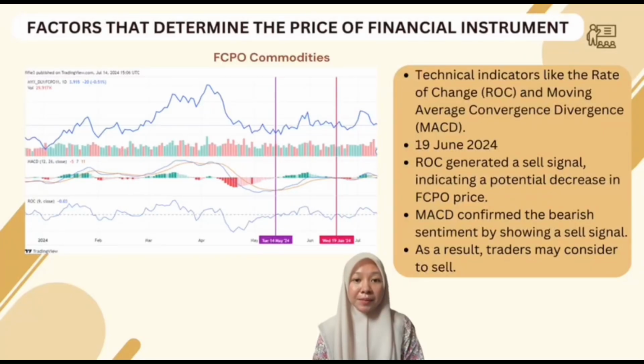So, in this slide, we will talk about factors that determine the price of financial instrument. First, for crude palm oil FCPO commodities, here shows the analysis from TradingView. This analysis aims to examine the factors influencing the price movement of crude palm oil commodities. We use rate of change (ROC) and moving average convergence divergence (MACD) to assist traders in making informed decisions. On June 19, 2024, ROC generated a sell signal indicating a potential decrease in FCPO price. Also, MACD confirmed the bearish sentiment by showing a sell signal.